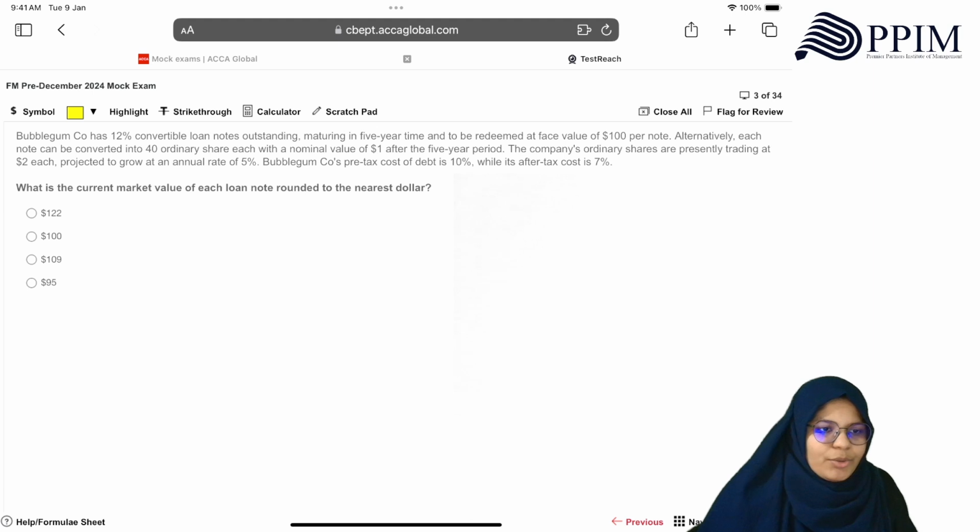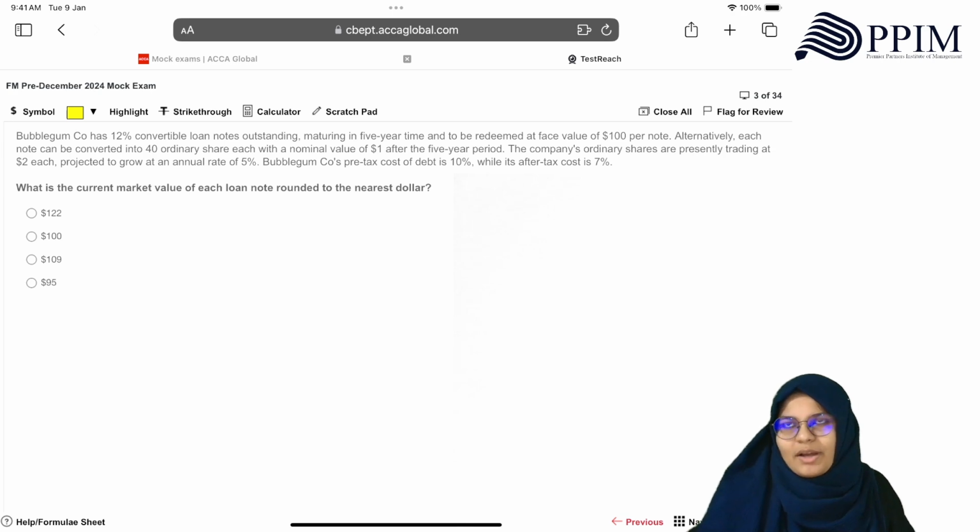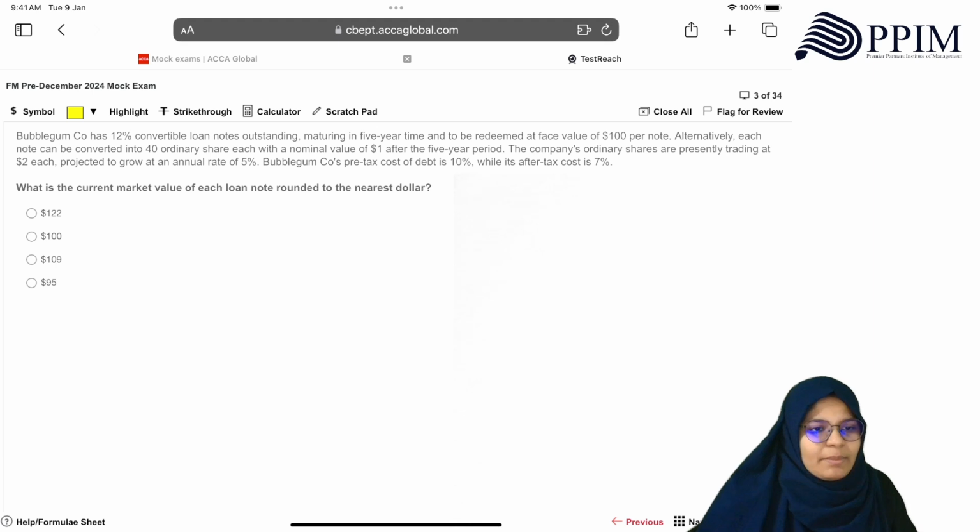Right, so now they are asking you about the current market value of a loan note. Okay, so loan note market value, right? It says there Bubblegum Company has a 12% convertible loan note. So it's a convertible loan note outstanding, maturing in 5 years time to be redeemed at face value of $100 per note. Alternatively, each note can be converted into 40 ordinary shares each with a nominal value of $1 after the 5-year period. The company's ordinary shares are presently trading at $2 each, projected to grow at an annual rate of 5%. Their pre-tax cost of debt is 10% and the after-tax cost is 7%.